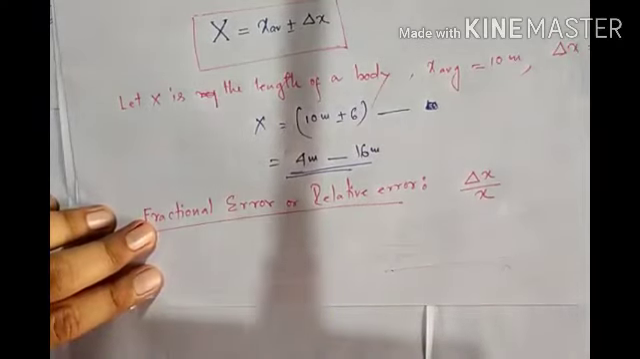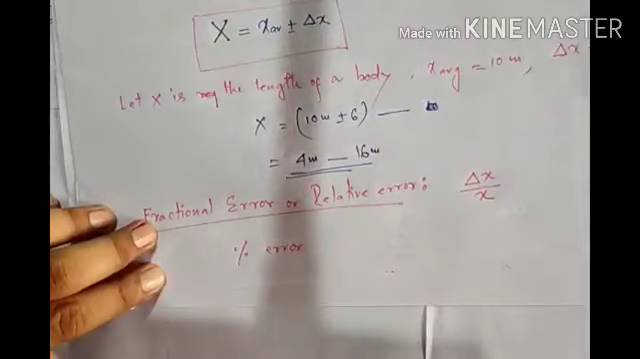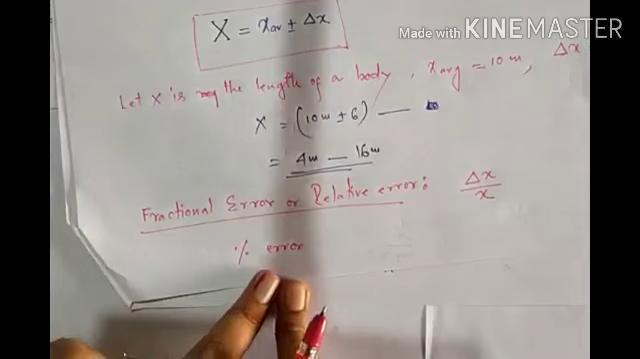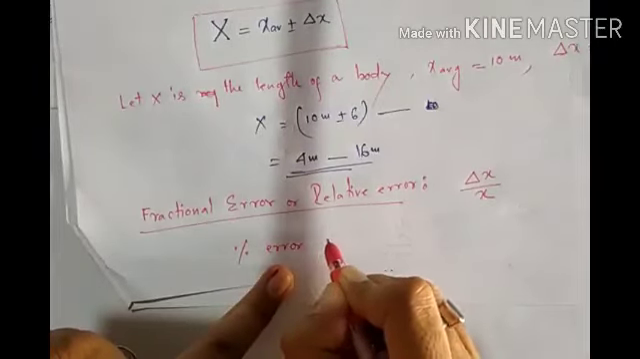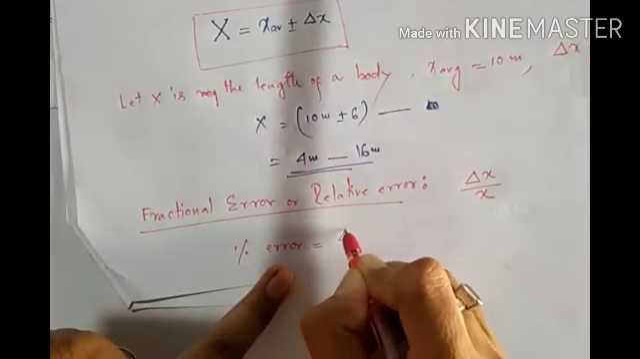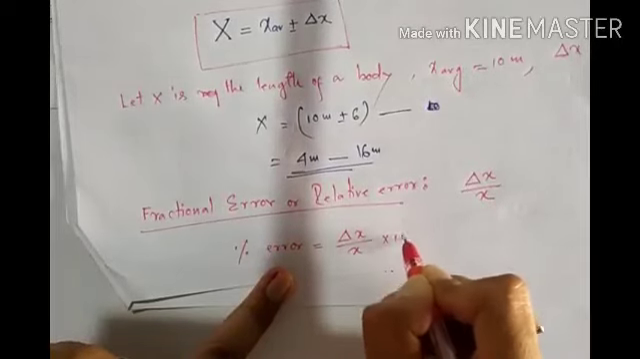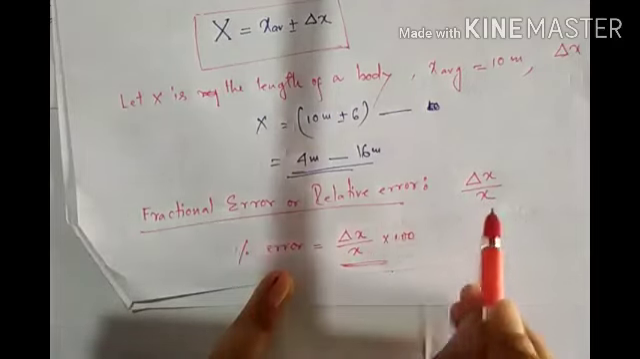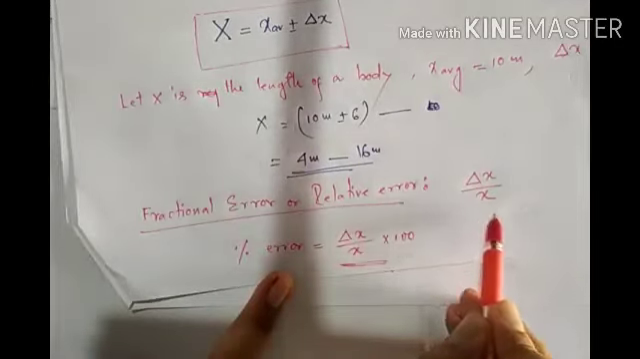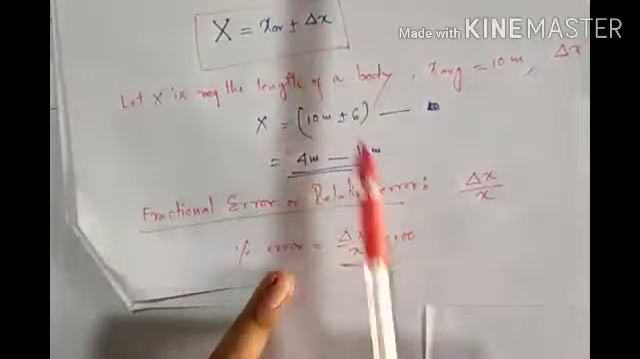Percentage error, another term. We will be doing few numericals, then you will understand all these things very nicely. The expression of percentage error is delta x by x multiplied by 100. This gives me the percentage error. If you are asked to give the percentage error, this is the formula. Fractional error or relative error, this is the formula. To express the result, this is the formula. So you remember these three.